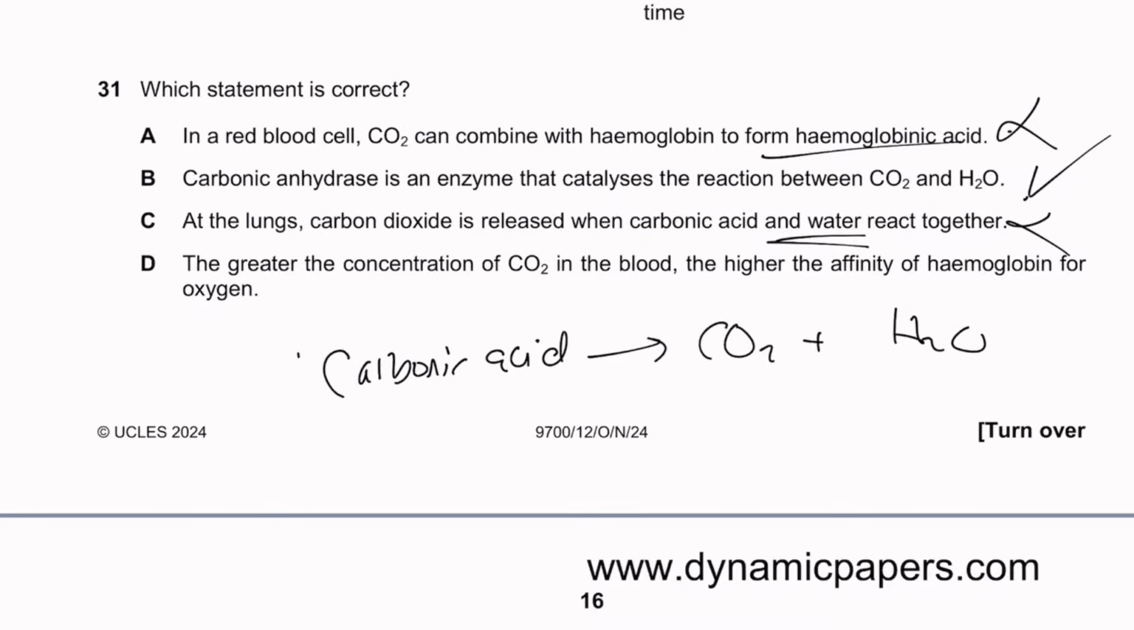Okay, the greater the concentration of CO2 in the blood, the higher the affinity of hemoglobin for oxygen. Actually, no. If you increase the concentration of hydrogen ions, carbon dioxide, carbon monoxide, these all are going to decrease the affinity of hemoglobin for oxygen. The only way to increase the affinity of hemoglobin for oxygen is to increase the concentration of oxygen. So this is also wrong, and so the answer is B.